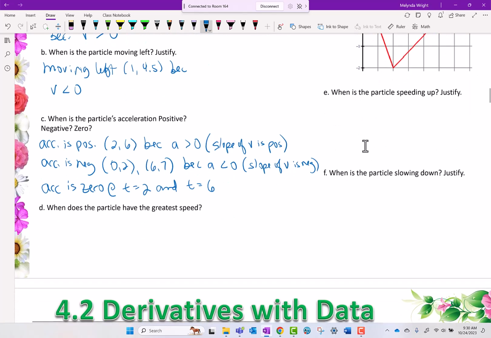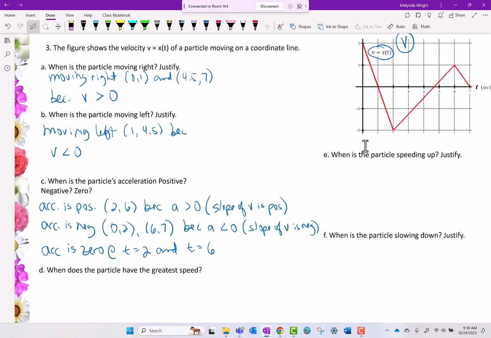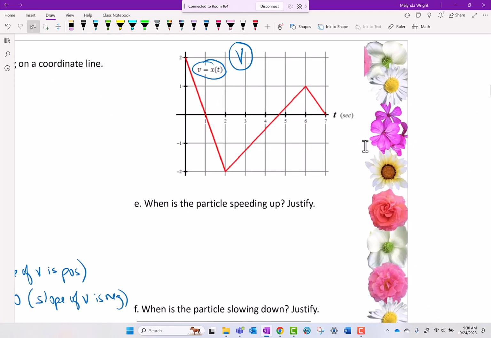Okay. So when does the particle have the greatest speed? Let's think about this for a second. This is velocity, and this is the y values of velocity. So for example, at this location right here, the speed is 1. And it's what the unit, centimeters per minute, 1. How do I know that this is a speed of 1? Because that's the y value at 1, right? Or the y value at 6 is 1, so that's a speed of 1.